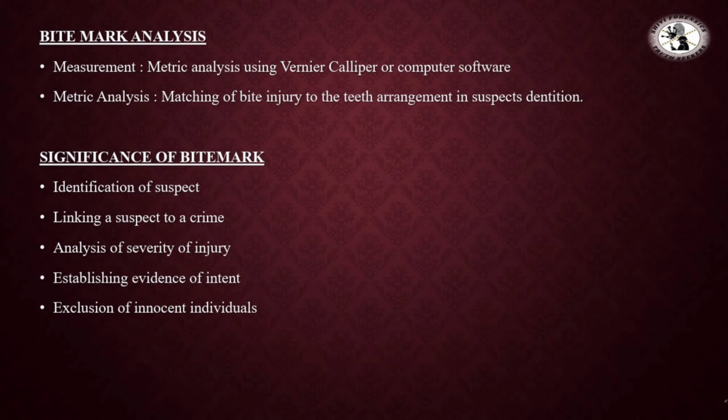Next, significance of a bite mark. Bite marks usually help in identification of a suspect, linking a suspect to a crime, analyzing the severity of the injury caused due to the bite, establishing evidence of intent, and exclusion of innocent individuals.